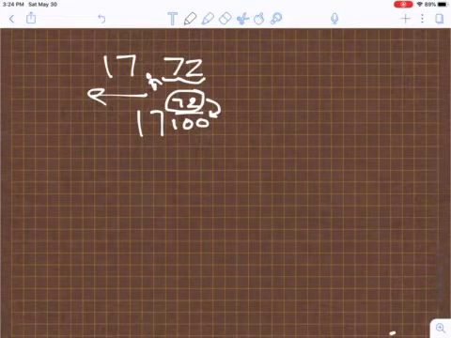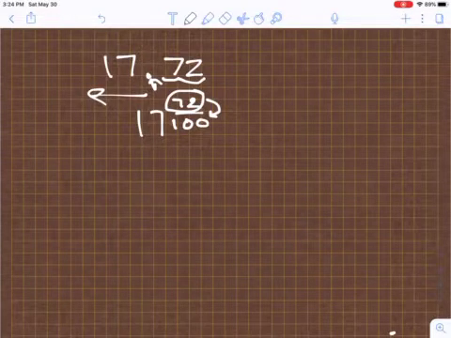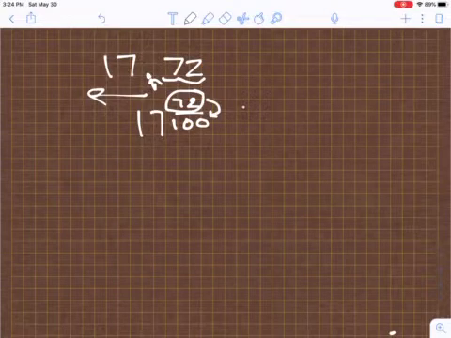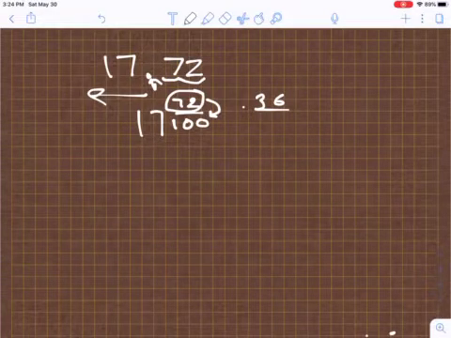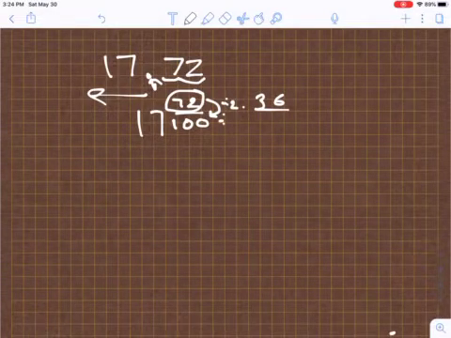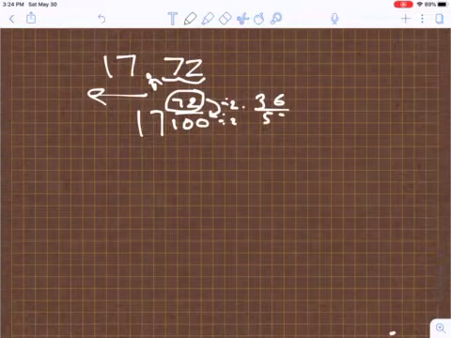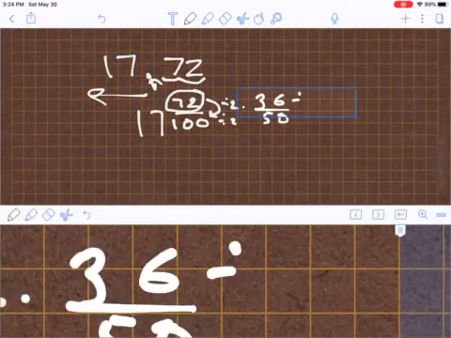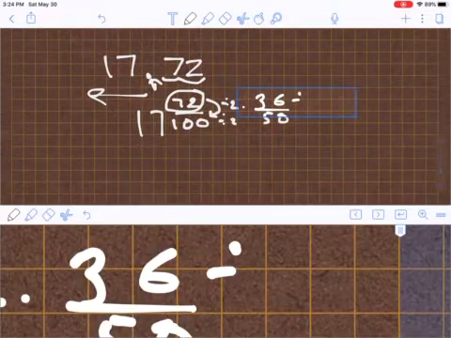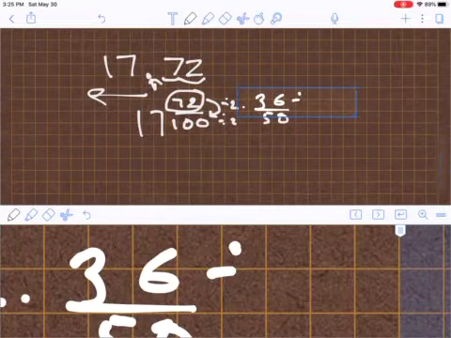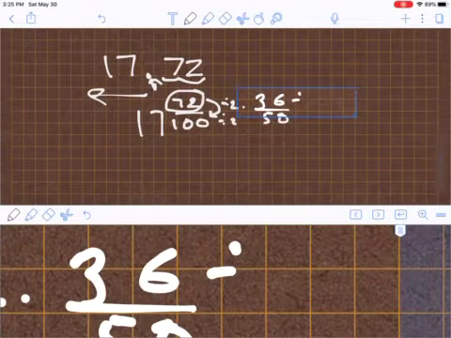So 17 and 72 100ths. Let's start simplifying that. Well, I know that 72 is divisible by 2, so let's start with that. So that's going to give me 36, and 100 is divisible by 2, and that gives me 50. Well, we can keep going, right? I do this from time to time, and it completely confuses me.